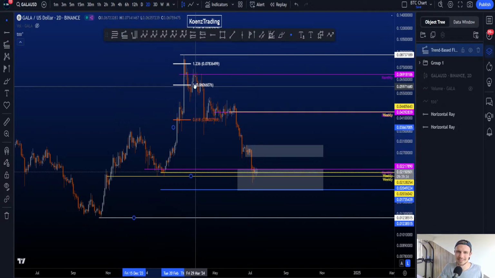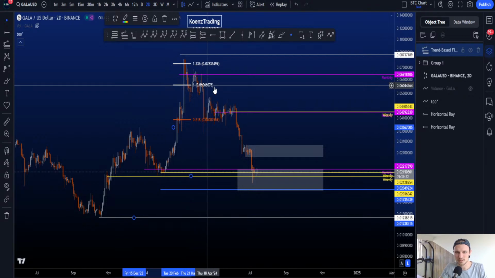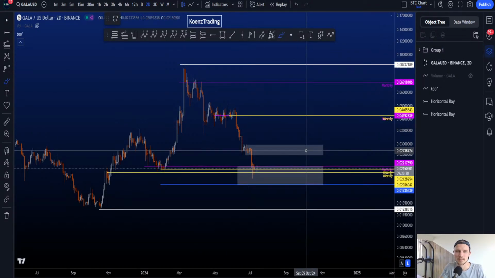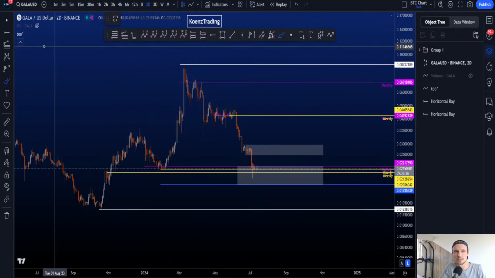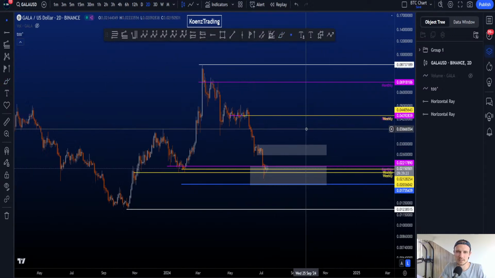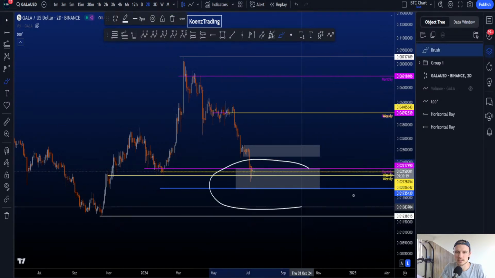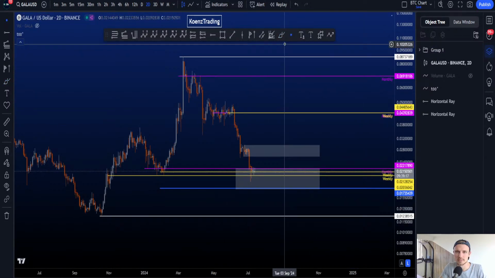You also hit the 1 to the 1.236, which is a common target for a wave C or a wave Y, which is also a corrective structure. So yeah, GALA is just, it's not looking great. There is absolutely zero interest for me in GALA.